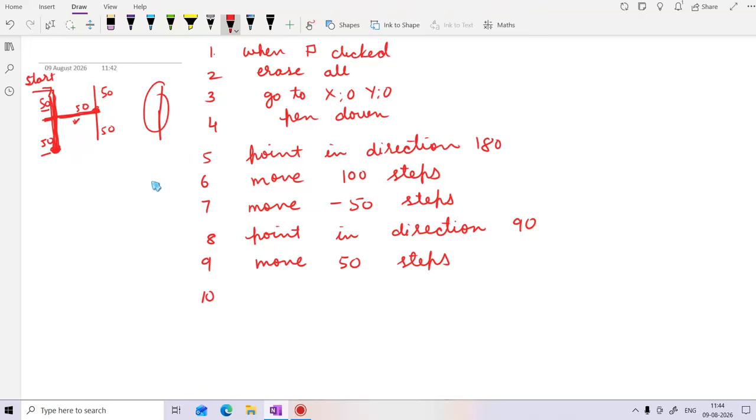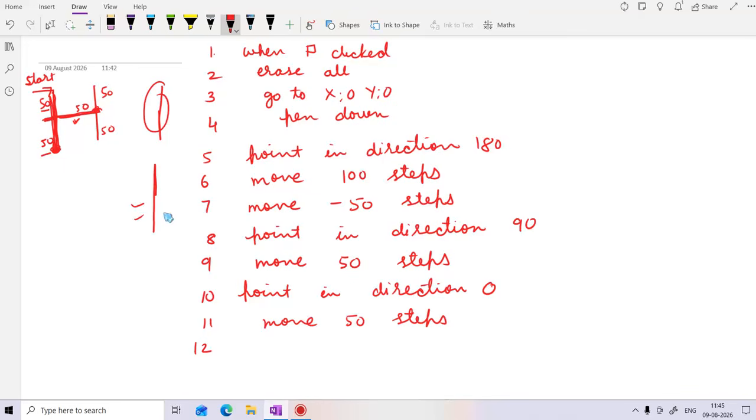So complete else. First you go up and then come down as you wish, whichever you want. I'll go up and then I'm coming. So point in direction, right? Point in direction 0, then move 50 steps. Okay, move 50 steps. And then number 12, finally I'll take it.